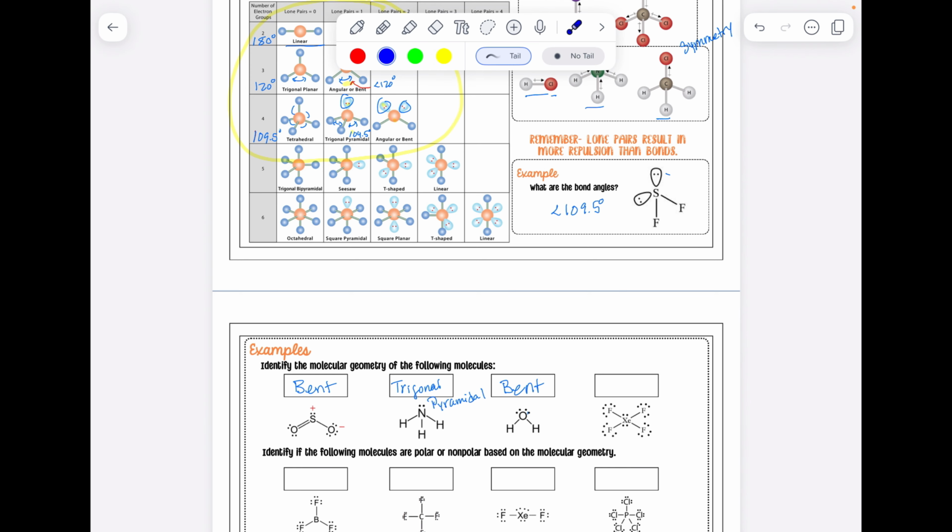Okay, now we're past the ones that we have to memorize, but since we have a chart above, we can look. And I have 1, 2, 3, 4, 5, 6 electron domains, and then I have 2 that are lone pairs. So if I look for 2 lone pairs with 6 atoms attached, I'm here. That is square planar.